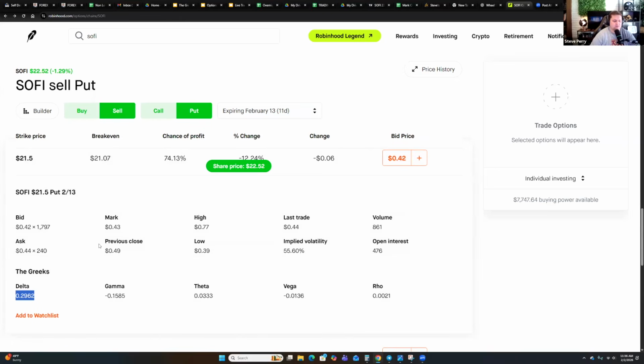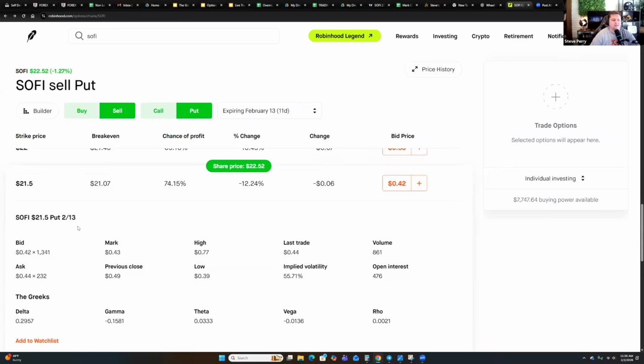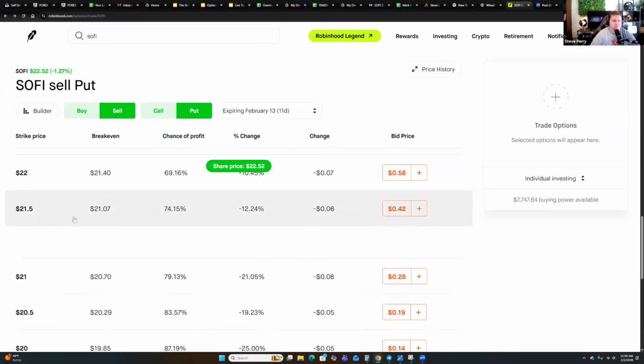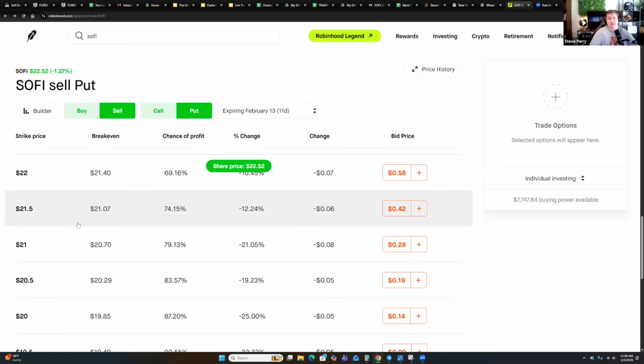That basically means that there's a 30% chance that this option will expire in the money for somebody else. And there's a 70% chance that it will expire worthless, which is good for me because I'm just trying to collect premium. I'm trying to build income, right?